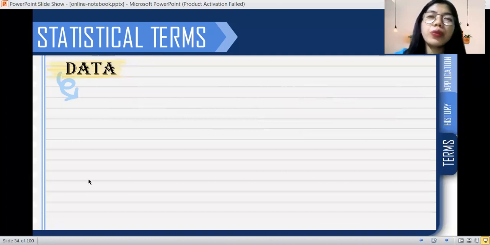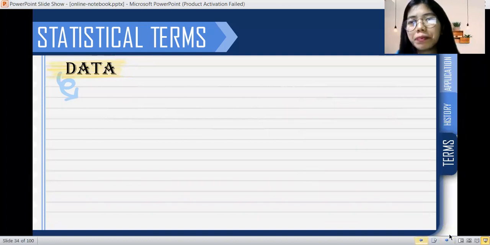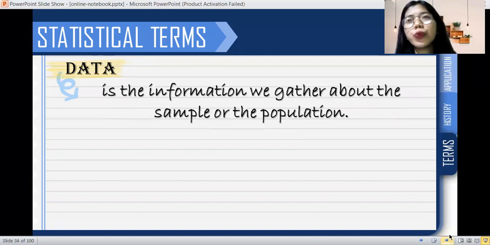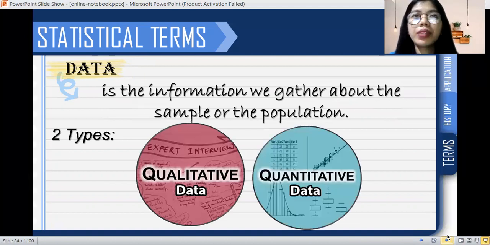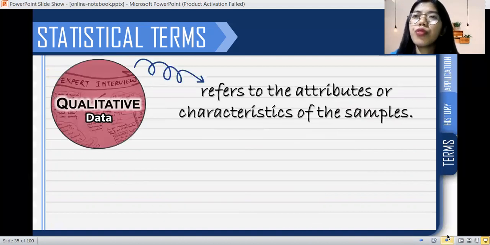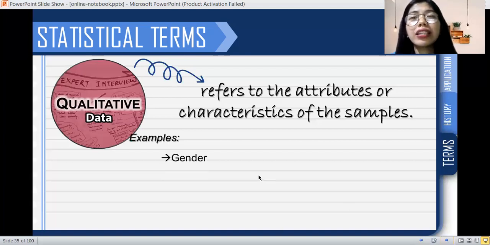Then, aside from that, we also have the term data. Data is the information we gather about the sample or the population. Now we have two types of data, the qualitative data and the quantitative data. Qualitative data refers to the attributes or characteristics of a sample. For example, yung gender, qualitative yan. Bakit? Kasi male or female yung sagot natin dyan.